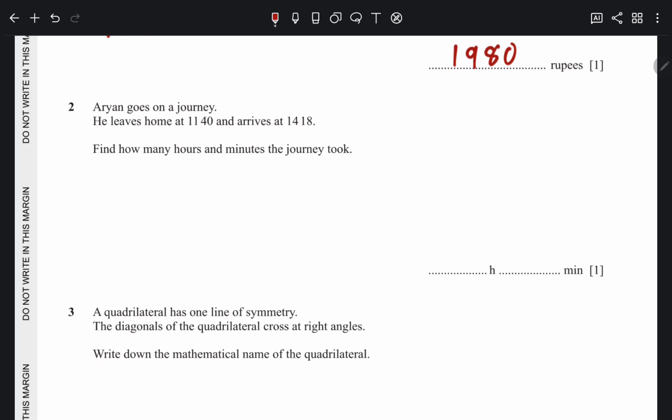Now let's go to Aryan goes on a journey. Fine. I don't want you to waste your time on other things. I want you to try and see. You can see that this question is about time. So he leaves home at 11:40 and arrives at 14:18. How many hours did the journey take?